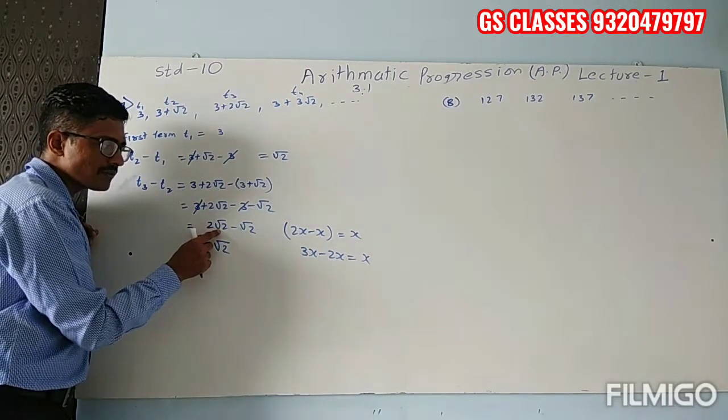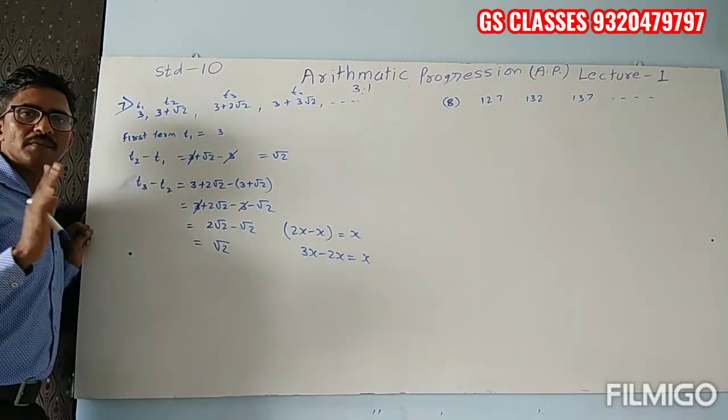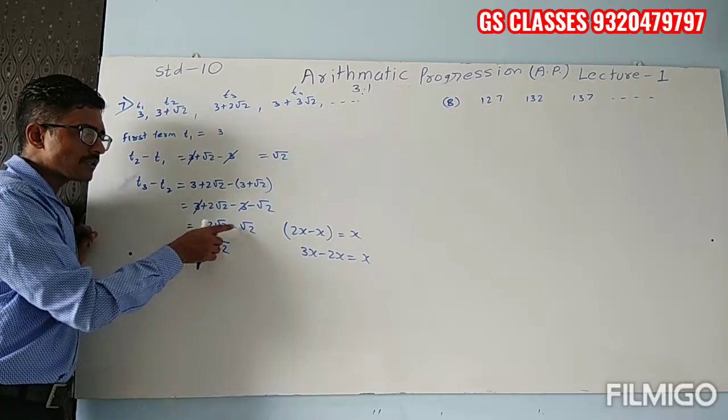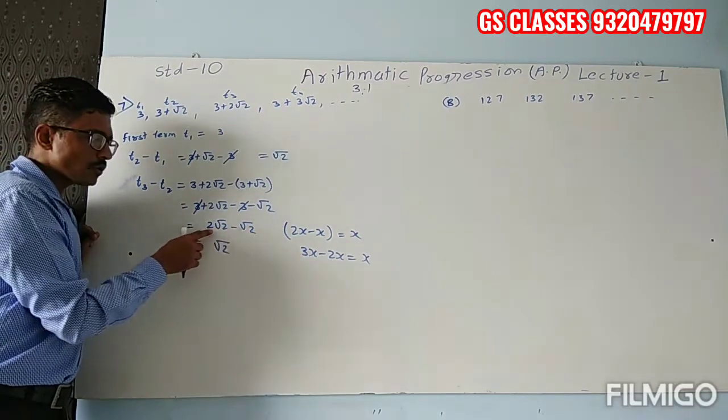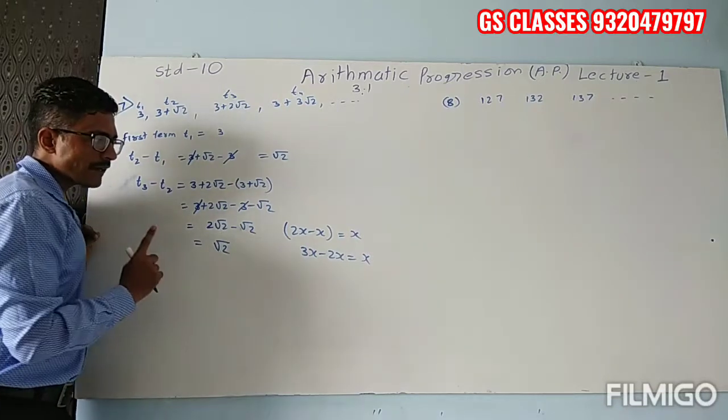So 2 root 2 minus root 2 is a number, simple. This is 2 root 2, this is 1 root 2. So 2 root 2 minus 1 root 2 is the root 2. Make it very clear.